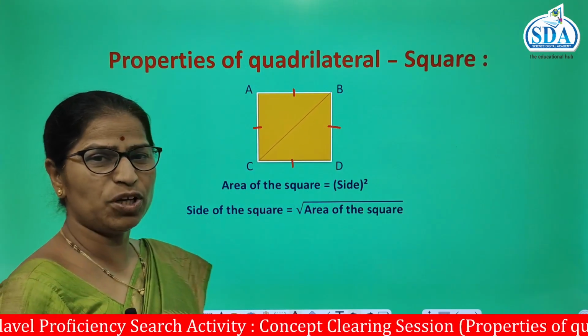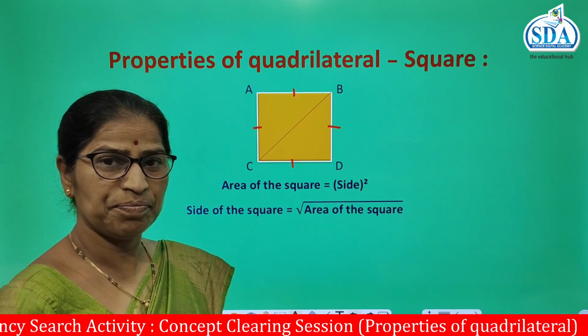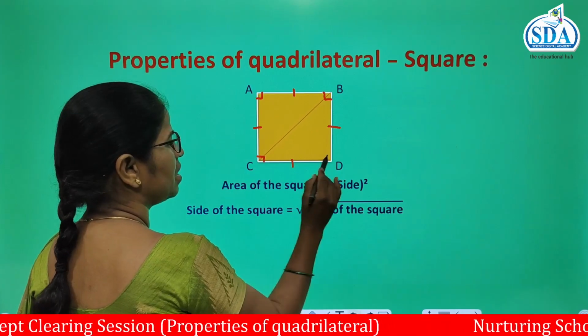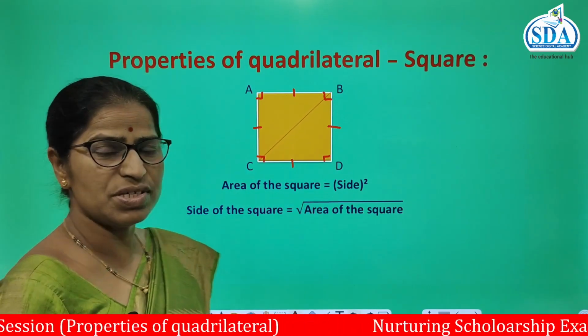And what is the property of angles of the square? Each angle of the square is a right angle. That means it measures 90 degrees.